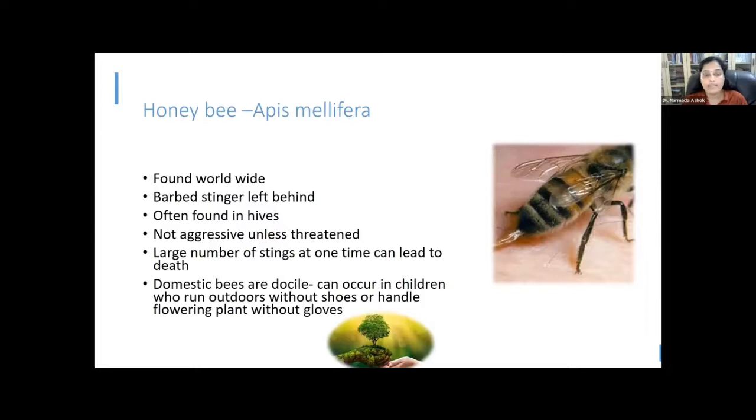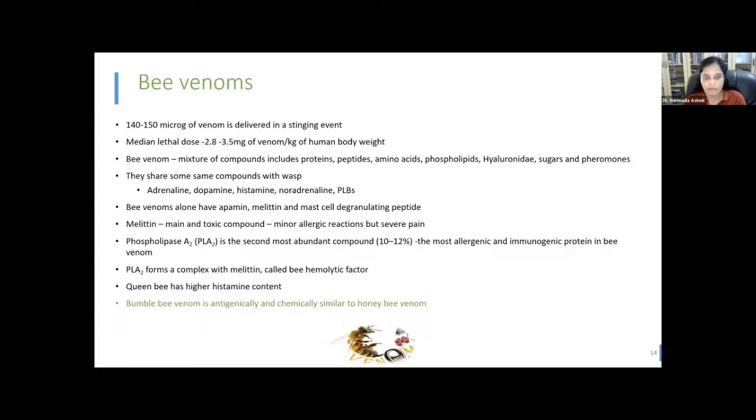Now, this Apis mellifera is what we have talked about. The sting is left behind. It is in the hives. It is not aggressive unless you threaten it. The domestic bees, as we said, are very docile, but children can easily provoke them because they try to go and meddle in the environment.